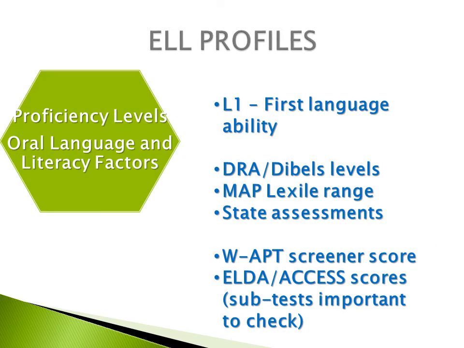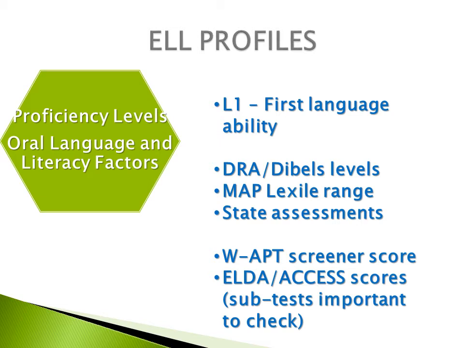A fifth component we need to understand when looking at an ELL profile is their actual English proficiency level, which can include things such as their oral language, their social language, and also things like literacy factors and their reading and writing abilities. One major grouping of things we need to look at here is their L1, or their first language ability. How strong was a student academically in the language they came from? Many students come to us having gaps in formal education, and their level of their first language is actually quite low, whereas other people might come in at a level even higher than the average student at their grade here in America.